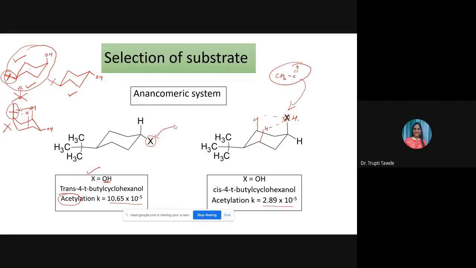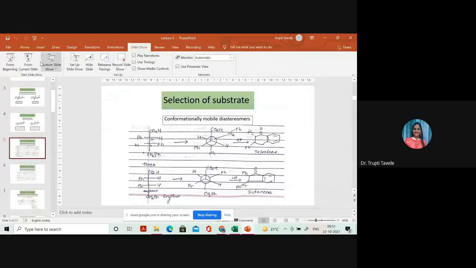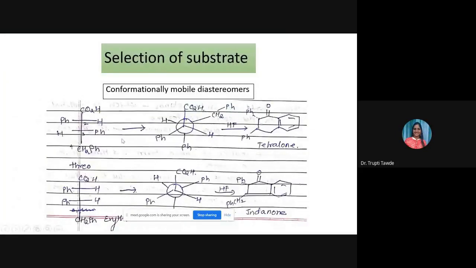Okay, this reason I have just told you here is not important. We are just finding out, if you are dealing with cyclohexanol, a cyclohexane derivative, for dynamic stereochemistry, how can we make that system more rigid? Now, when we have a system that is conformationally mobile, we cannot even make it rigid by attaching some substituents. For example, look at this system.